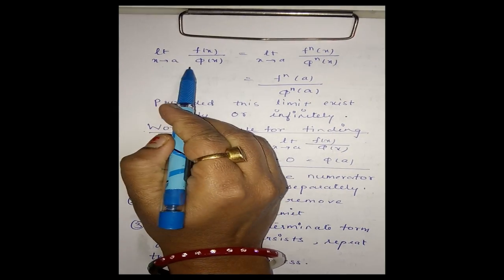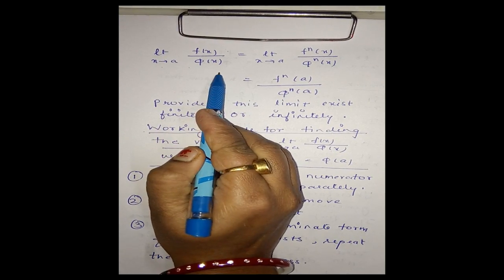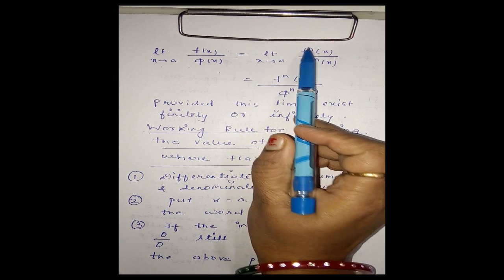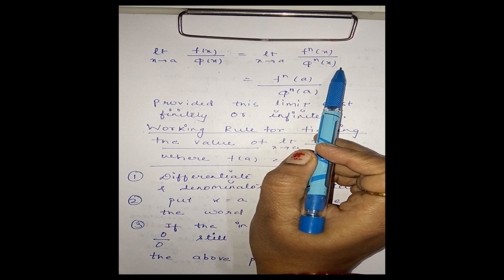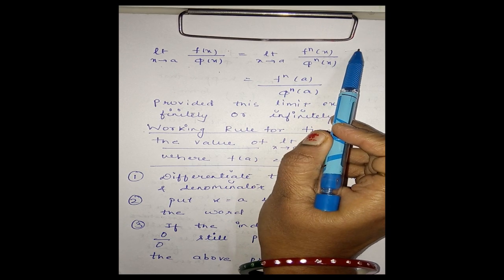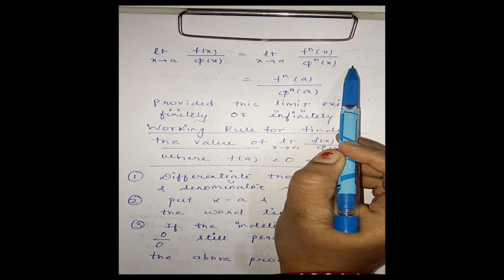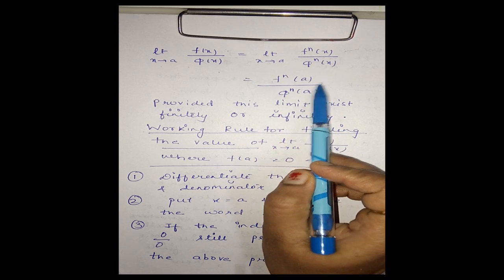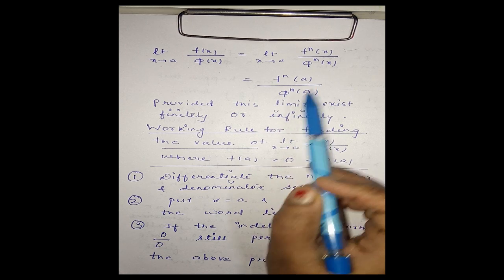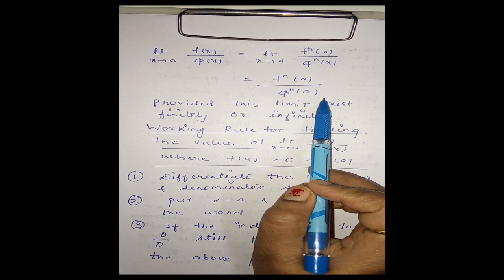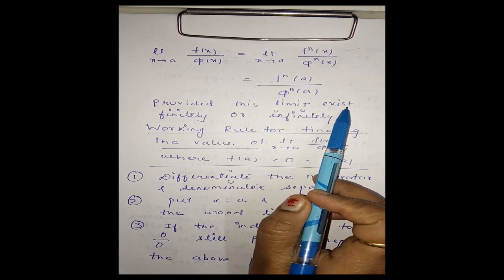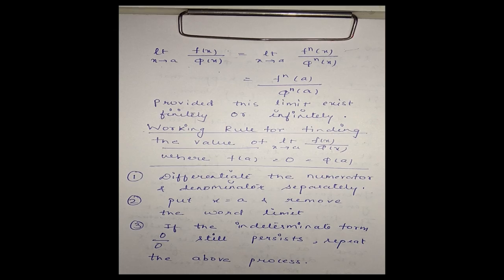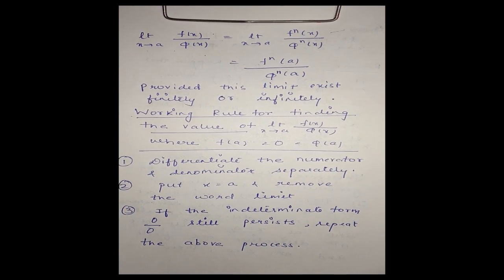limit x tending to a, f of x divided by phi of x is equal to limit x tending to a, f n x divided by phi n x. Nth derivative of f x and nth derivative of phi x, which is equal to, on taking limit, f n a and nth derivative of f at a and nth derivative of phi at a, provided this limit exists finitely or infinitely. Okay, this is the L'Hopital rule.